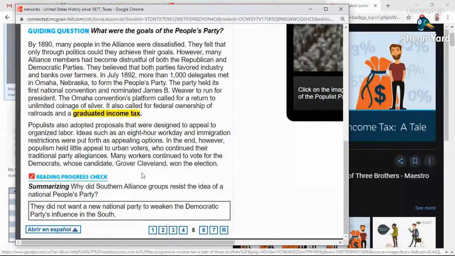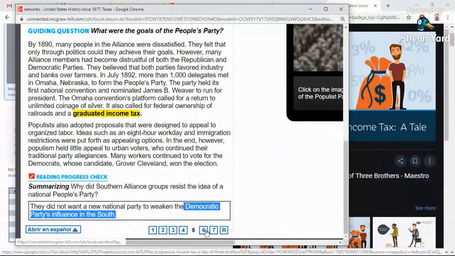Why did Southern Alliance groups resist the idea of a National People's Party? Because the Democratic Party would lose its influence in the South.